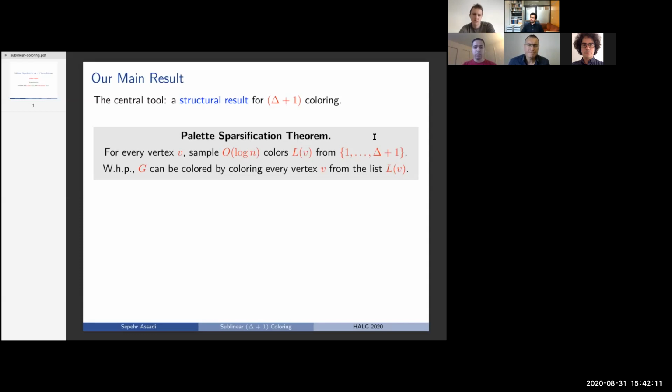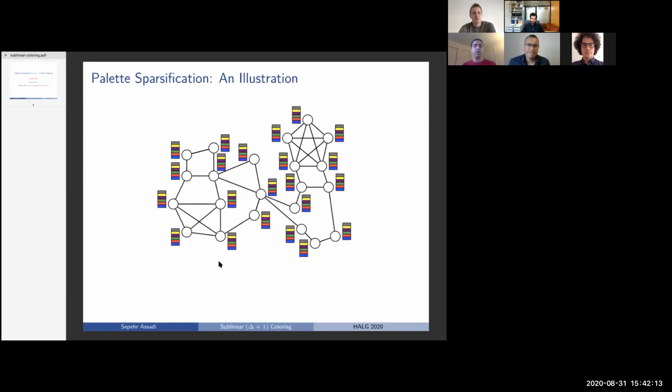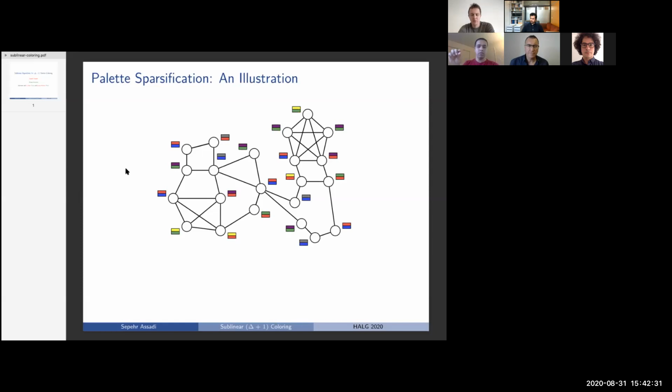Let me show you an example. Let's say this is the original graph. In the original delta plus one coloring, every vertex has this palette of size 6 to color the graph, and we can choose the color of each vertex from such palettes. What we proved is that you can take these large palettes and shrink them down independently across the vertices to different palettes of size order log n. Let me emphasize, these palettes are going to be chosen independently across the vertices. And now with even this much smaller palette, we can still color the graph.